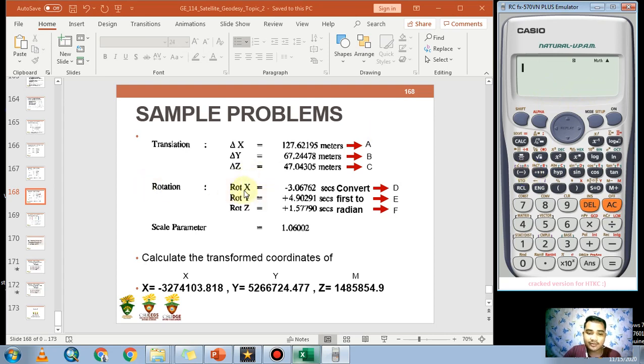Alright, so the next one is ang rotation X. Ang rotation X is negative 3.06762 seconds. But first, let us all convert this into radians. To convert that, so again, negative 0 degrees, 0 minutes, then 3.06762 seconds, times, kinahanglan to siya i-radian, ato siyang i-times of pi over 180. Then equals ana nga value ato siyang i-store sa memory D.